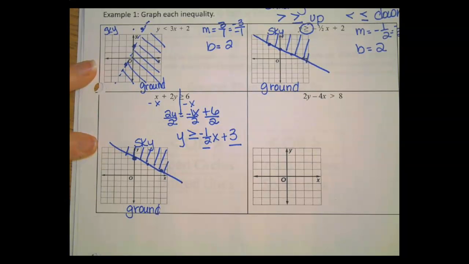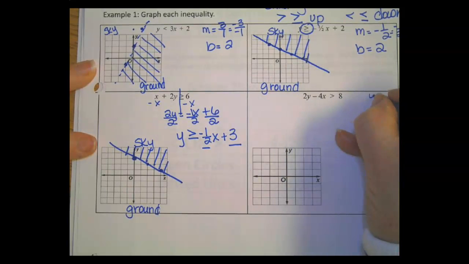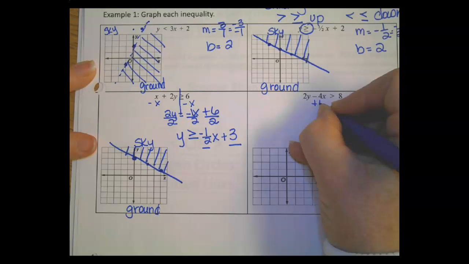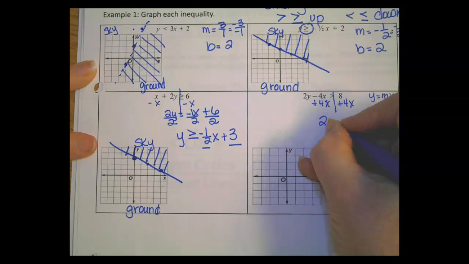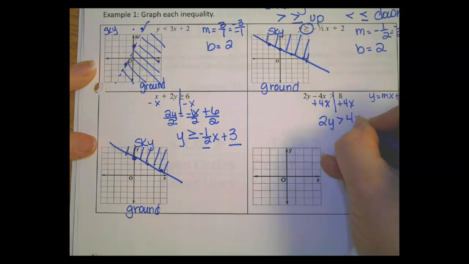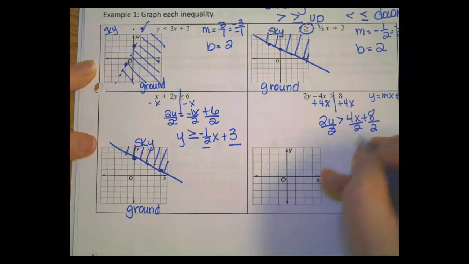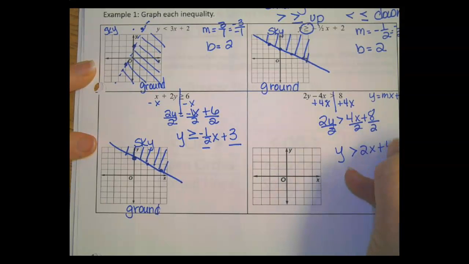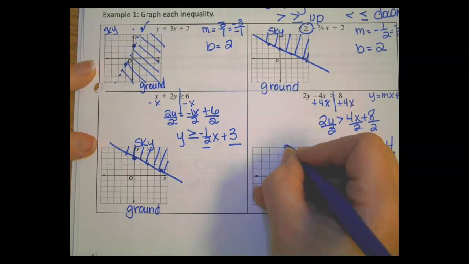Next one, same thing. I need to get it in slope-intercept form, so that's y equals mx plus b. So I need to add 4x to both sides. So 2y is greater than 4x plus 8. Divide everything by 2. Y is greater than 4 divided by 2, which is 2x plus 4. Here's my slope, here's my y-intercept. So 1, 2, 3, 4, y-intercept.